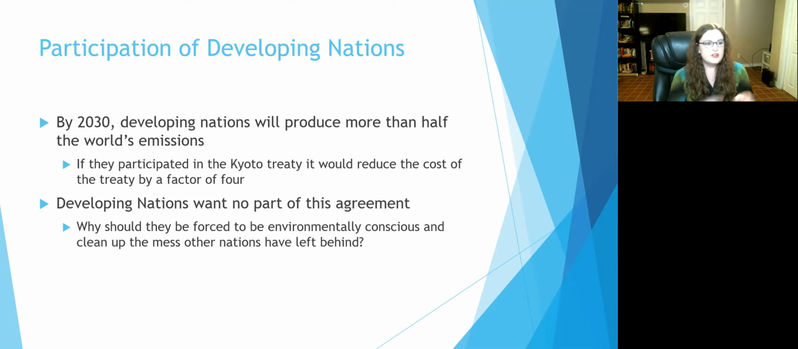Well, developing nations are at the beginning of that curve. So if they went originally just to these very expensive, cleaner ways of production, it may not give them the same ability to grow at that same fast initial pace to become from a developing to a developed nation. If they participated in the Kyoto Treaty, it would actually reduce the cost of the treaty by a magnitude of 4.